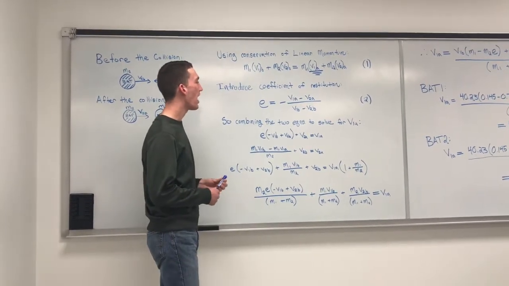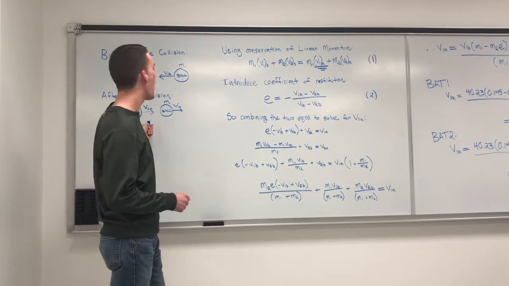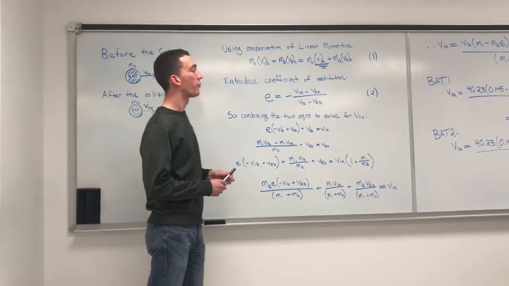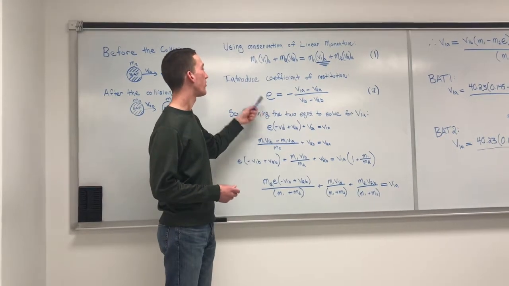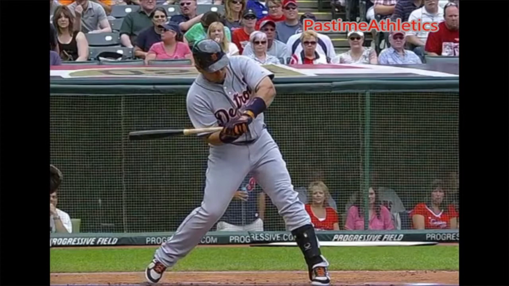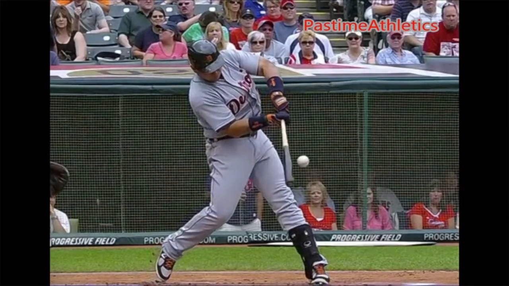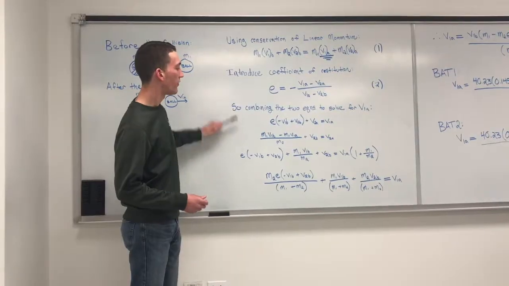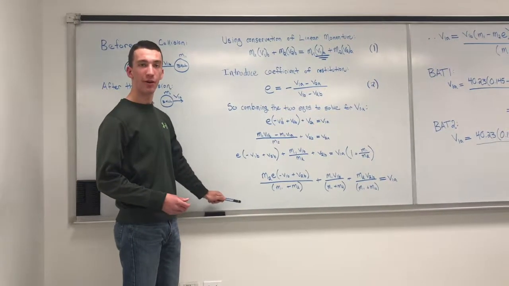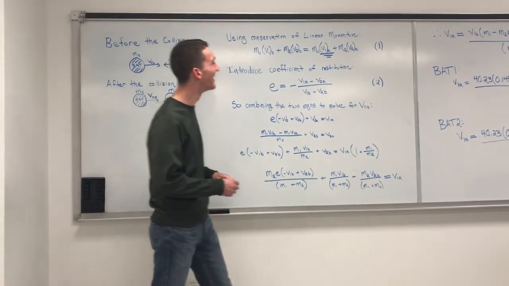But we don't have V2A, which is the velocity of the bat after the collision. So we need to determine that from the coefficient of restitution, which is why we introduced that here. So by combining the two equations, we can solve for the velocity of the ball after the collision. All this right here is the algebra. You can pause the video right now and check and make sure that I didn't make any mistakes.